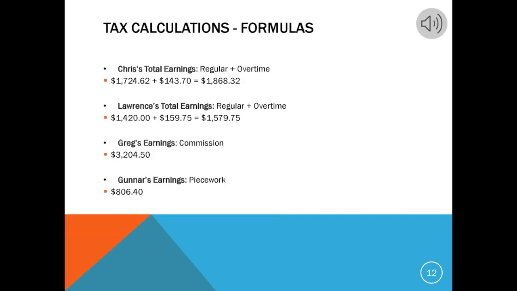$1,579.75. Now, Greg's earnings, he's on commission. His is $3,204.50. And then Gunnar's earnings, the piecework, is $806.40.